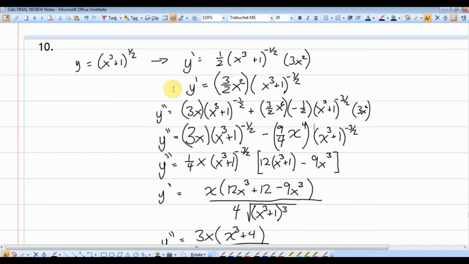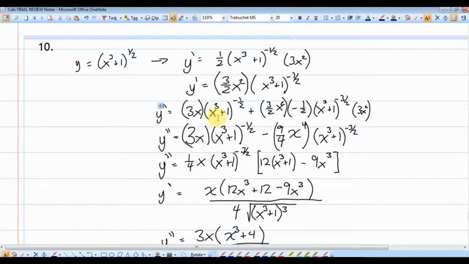Okay, second derivative. You need to analyze this correctly. You need to look at it and say product rule. Okay. So look at it and say product rule. Good. The derivative of 3/2 x squared is 3x.